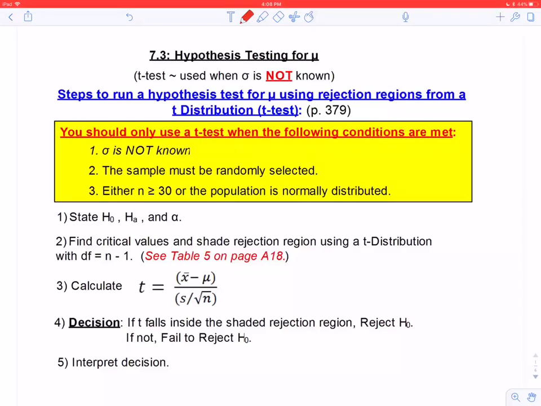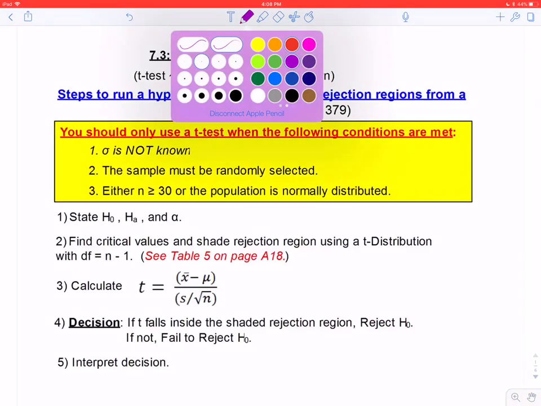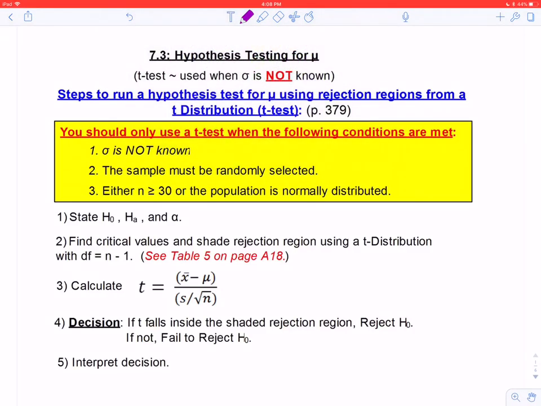All right, so what I'm going to focus on in this video for section 7.3 is really just the one step in the hypothesis test that will be different when you need to run a t-test. So let's review first how you know when you need to use a t-test rather than z, rather than the standard normal. And this is the same way that we made the choice for the confidence intervals.